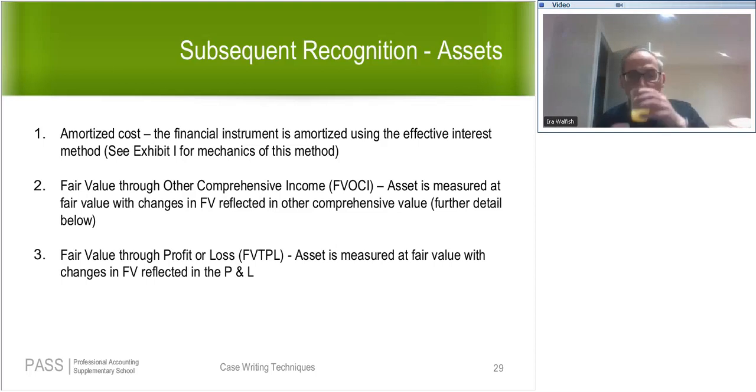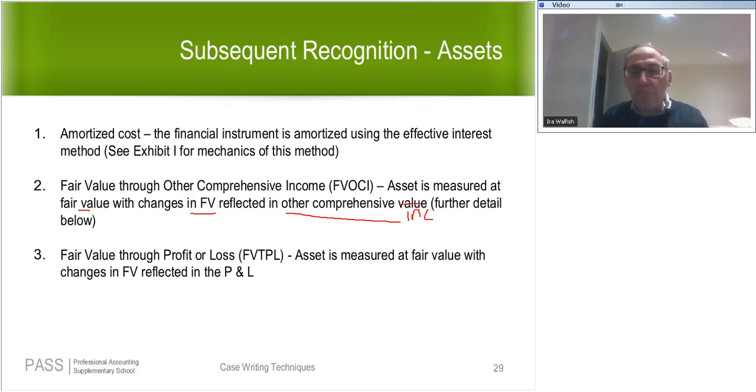If you classify a financial asset as FVOCI, you would measure the asset at fair value at every balance sheet date, but instead of the changes in fair value going through the income statement, the changes in fair value would go through other comprehensive income. I should say other comprehensive income, I just see the typo here.